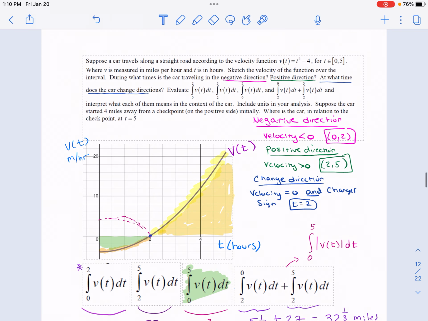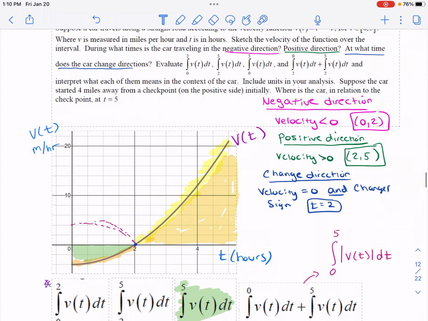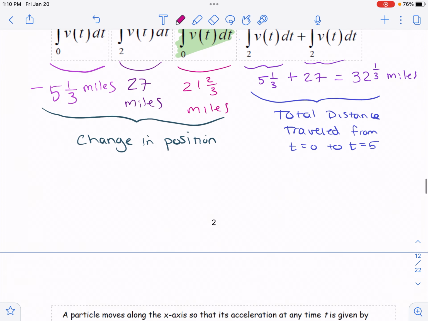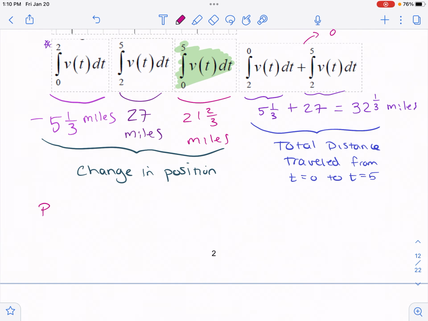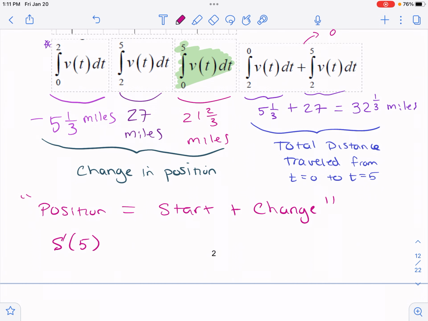All right, one last question here we'll answer. It says, where is the car in relation to the checkpoint at t = 5 if we know that the car starts 4 miles away from the checkpoint on the positive side initially? And this is where we're going to use our scaffold here. So position, okay, your position at any time is your starting position plus how you changed.